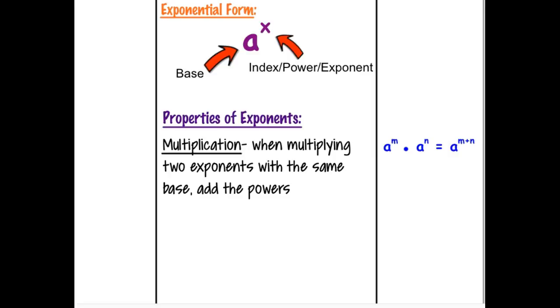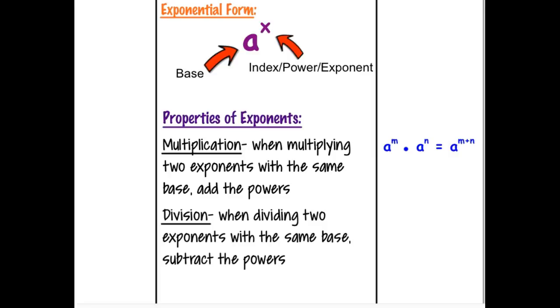And remember, we have m plus n not combined here because they're not like terms, but they will usually end up representing numbers in our examples, and you'll see what we mean, and then if you can combine them, do so. And then when we talk about division, when we divide two exponents with the same base, you're going to subtract the powers. So if I have a to the m power divided by a to the n, you get a to the m minus n.